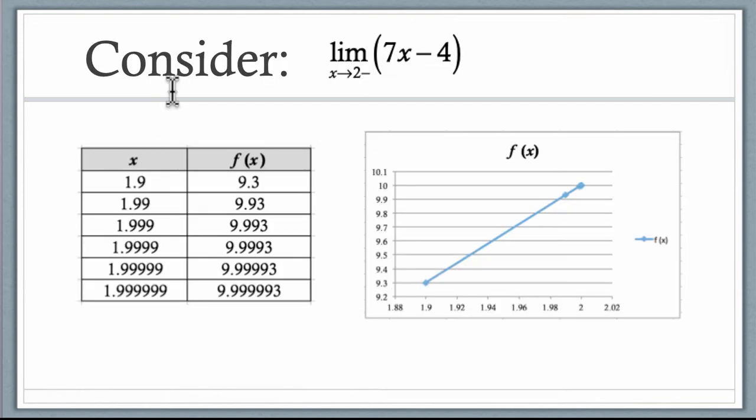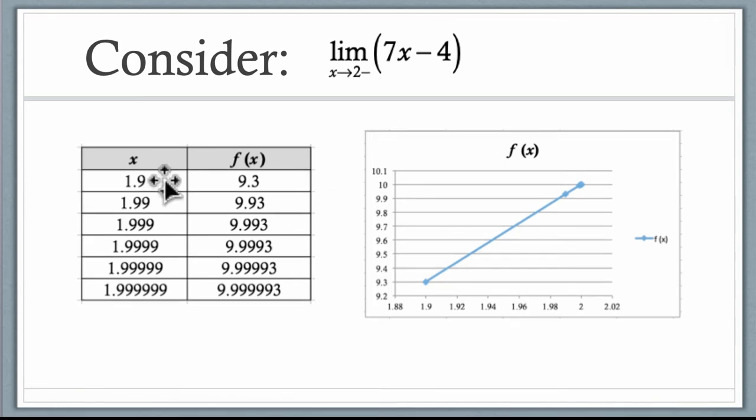So here's an example. We're going to consider the limit as x is approaching 2 from the left. Notice that the little minus sign behind it means that I'm approaching it from the left, of 7x minus 4. So that means I'm getting closer and closer to 2. What's happening to the function values? Well, we have to look at quite a few function values in order to determine if there is a limiting value. If I just looked at 1.9, I saw 9.3, and then I looked at 1.99, I see 9.93, I would think, oh, they're different numbers, so maybe there's no limit.